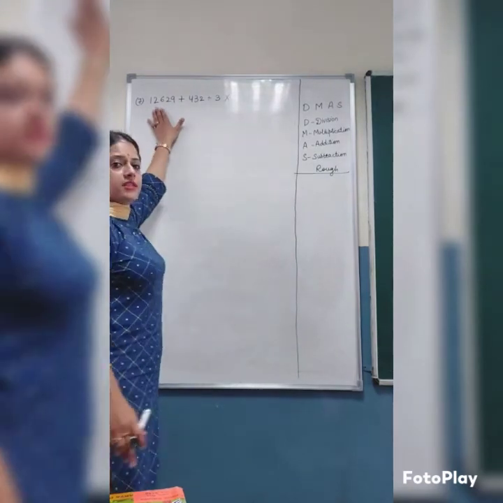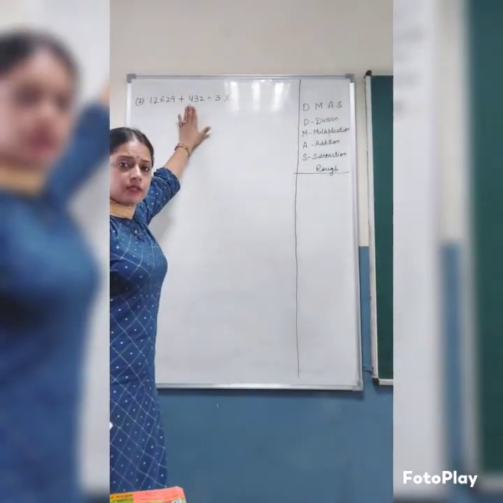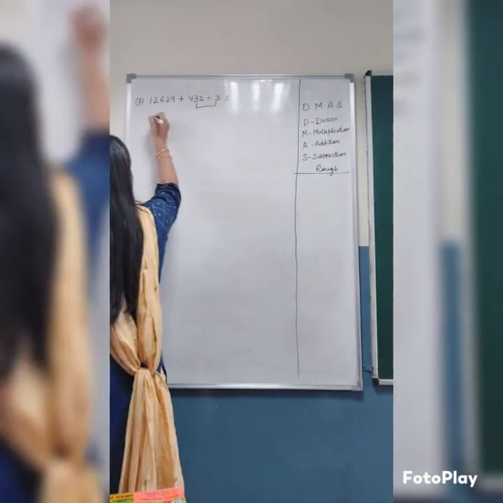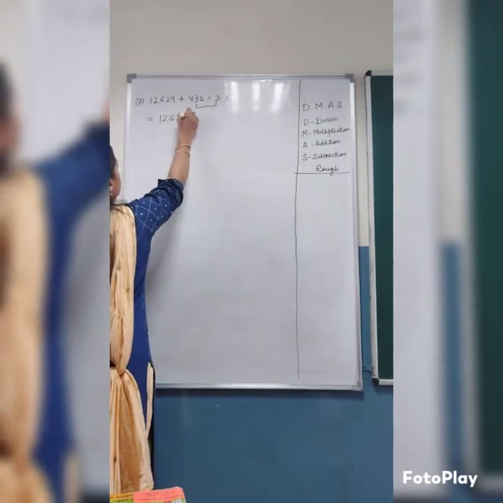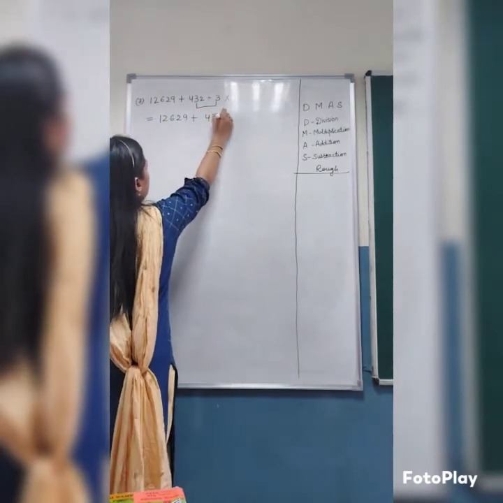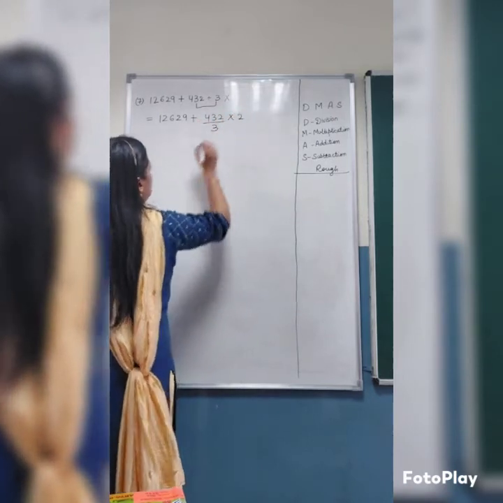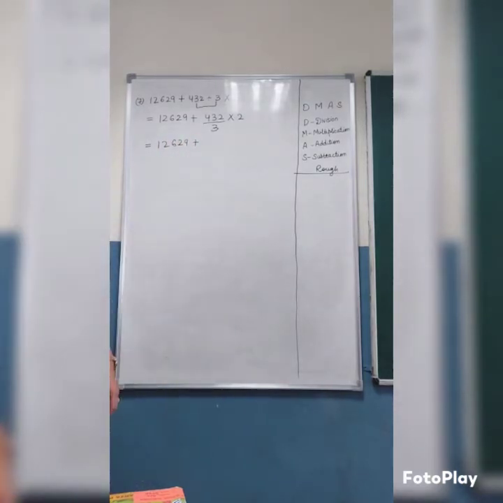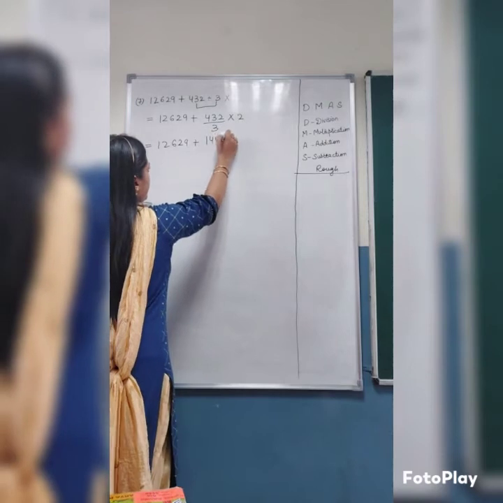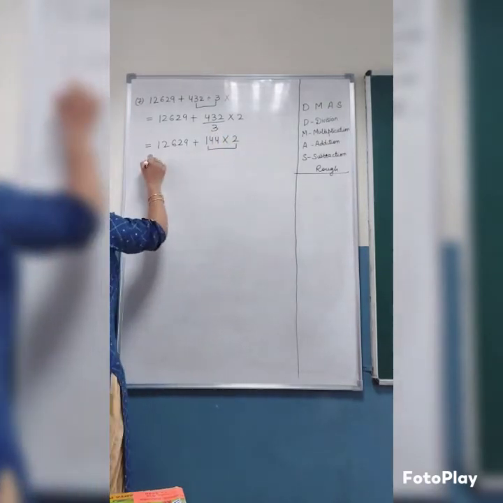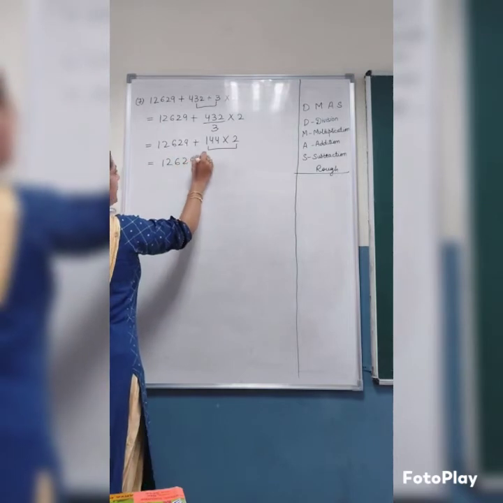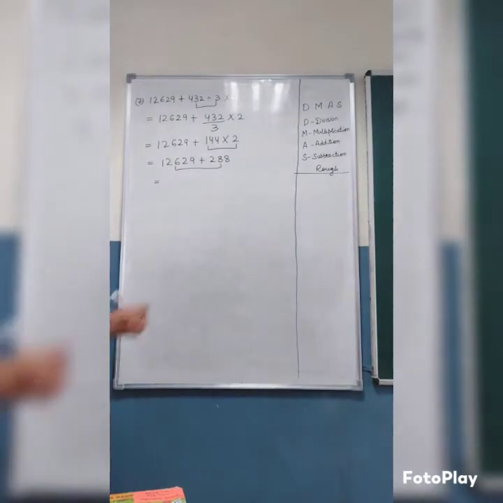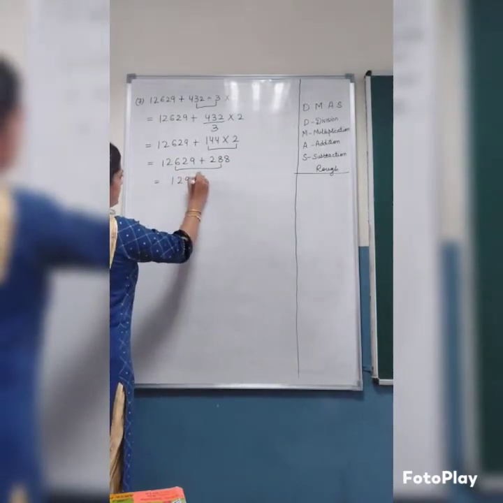Next part is 12,629 plus 432 divided by 3 multiplied by 2. So first step is to divide: 12,629 plus 432 divided by 3 multiplied by 2. By dividing, the answer is 144. Then multiply by 2, which gives 288. Next, we have 12,629 plus 288, and last we add. By adding we get 12,917.